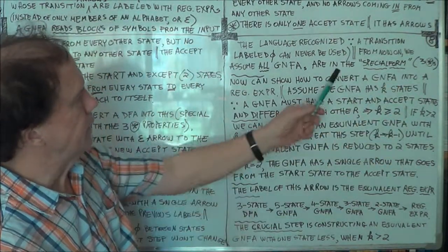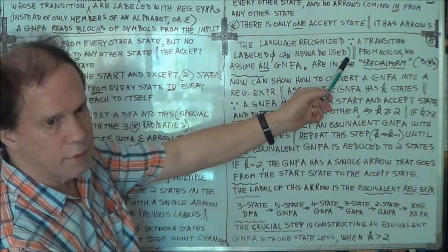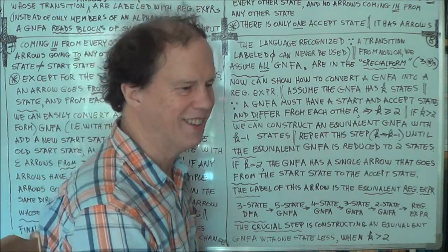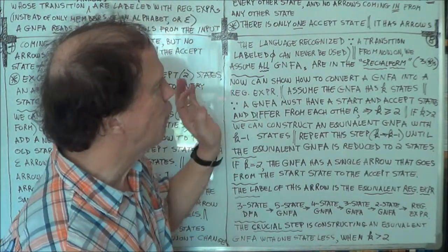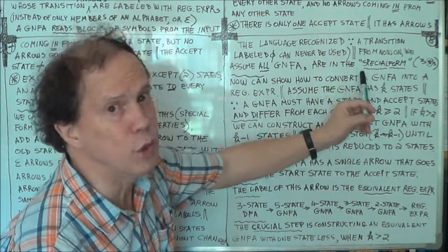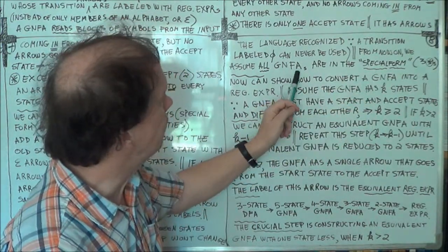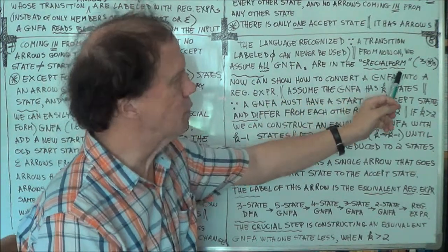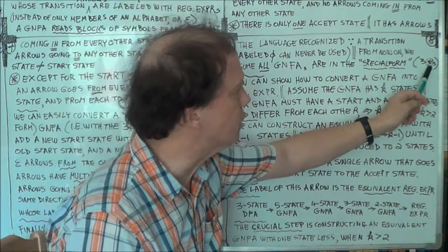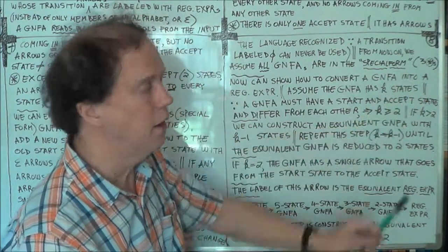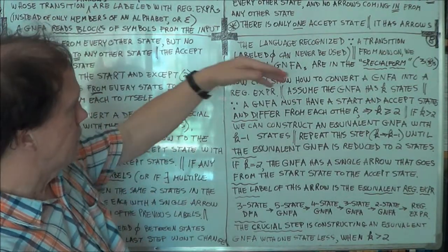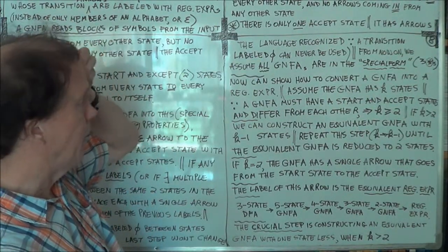Now, for the rest of the text, maybe, I'm not sure how far it goes, but from now on, assume that your GNFAs are in this special form. In other words, these GNFAs obey these three constraints. Okay, from now on.